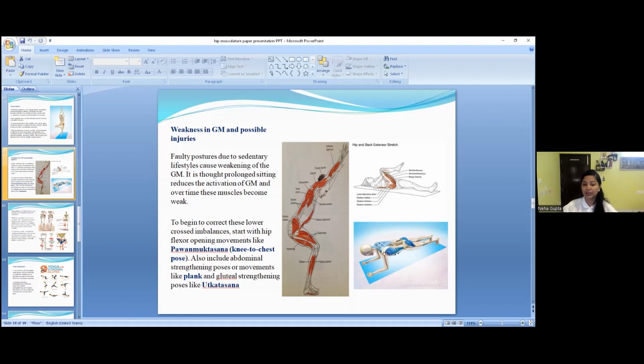So we can definitely have a lot of yoga asanas which help here, like Pavan Muktasana, which is a knee to chest. When we lift one of the knees to the chest, this is Pavan Muktasana. It also includes abdominal stretching poses like the plank, and then gluteal strengthening like the Utkatasana, which is the chair pose. So these three asanas, Pavan Muktasana, plank, and Utkatasana, definitely help and release our gluteal muscles. And after long sitting hours, we should definitely do some of these practices so that we can keep our muscles in health.